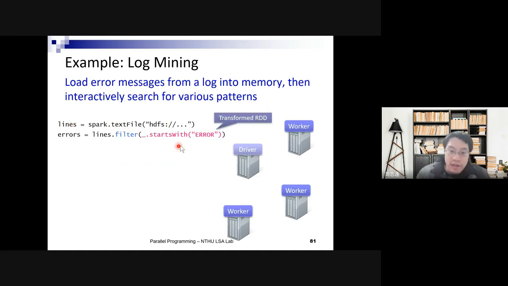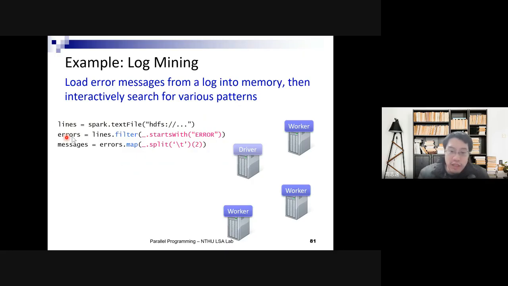And the next line is we will, for each line, apply the filter operation so that only the lines that start with arrow will be kept in this arrows data set. So after this statement, supposedly we will have a subset data set of the lines. This is another data set and only contains the lines with arrow message. And we keep transforming.